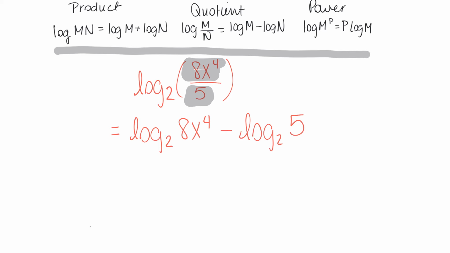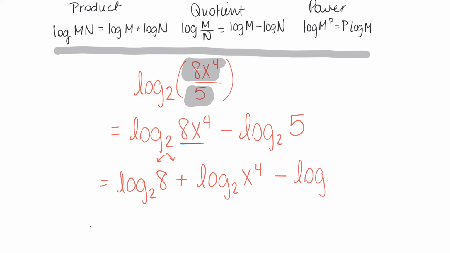Now from here, I'm going to look even more carefully at this. There are 2 things multiplying here, which means that I can break that up even further. So I'm going to split this even further into 2 pieces. So log base 2 of 8, and they're multiplying, so we're going to use the product law, which says it's equal to addition, to the log base 2 of x to the 4th. And now we still have our log base 2 of 5 here. All right, now, have I broken down all of my multiplying and dividing? I have.